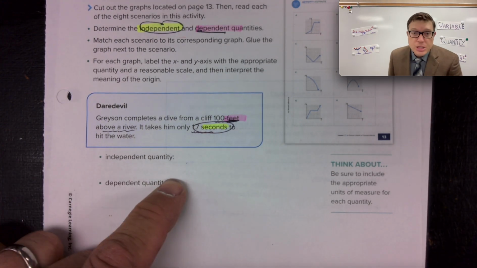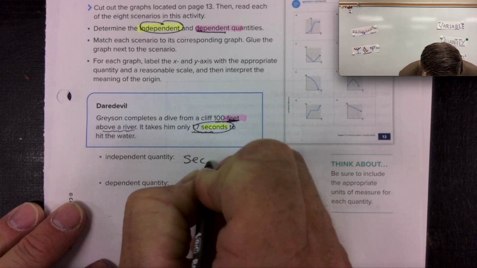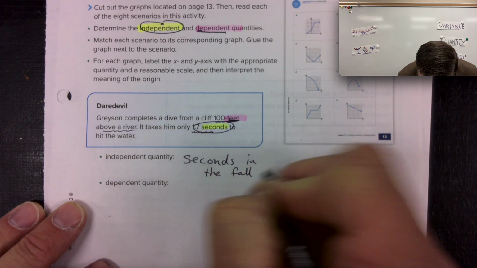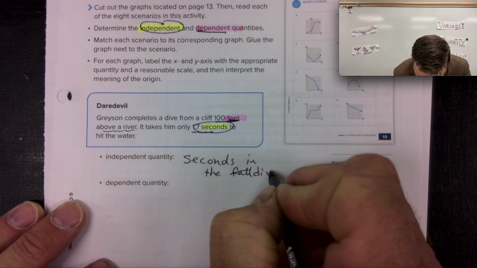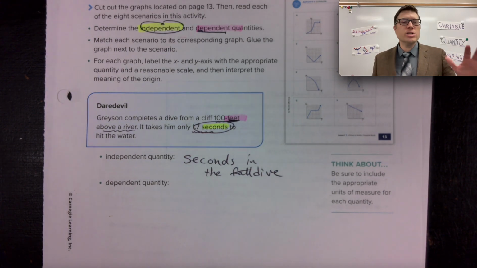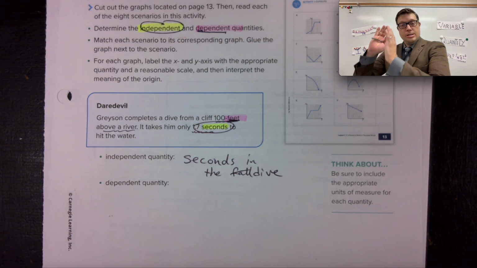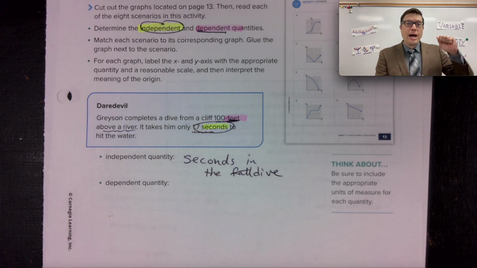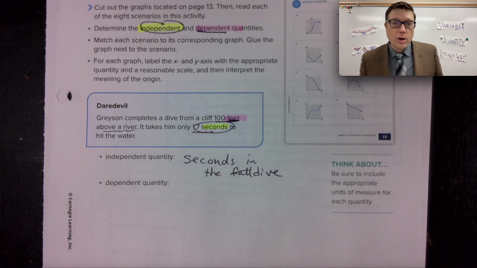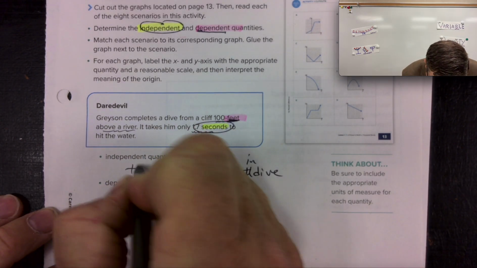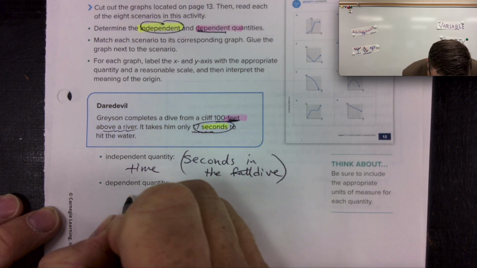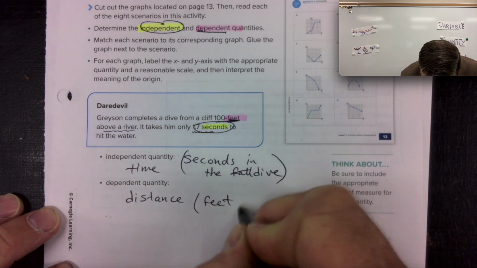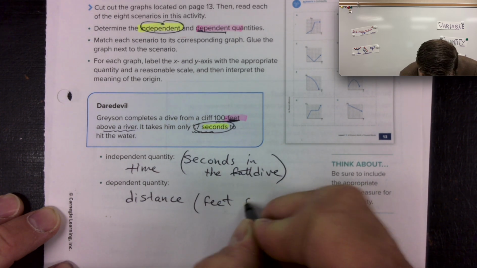Our independent quantity is seconds in the fall. Dive. He's diving, right? He's trying to be graceful. Therefore, the time spent diving is going to impact our information about how far. The dependent quantity is distance. Time in seconds and distance in feet from the water.